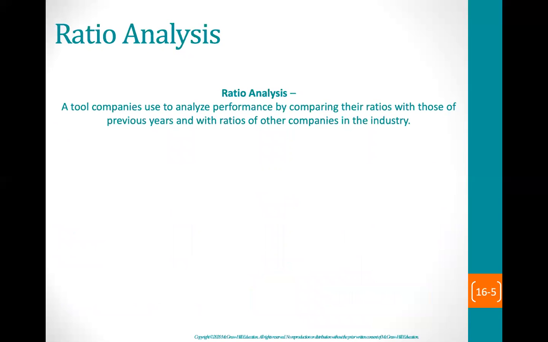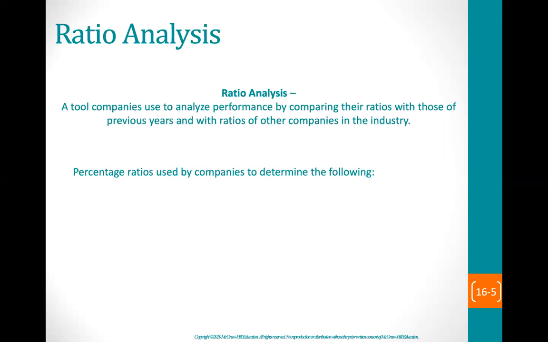Another tool companies use to analyze performance is ratio analysis. A ratio is a relationship of one number to another. Many companies compare their ratios with those of previous years and with those of other companies in the industry. It is important to choose companies with similar industries when you're comparing ratios.